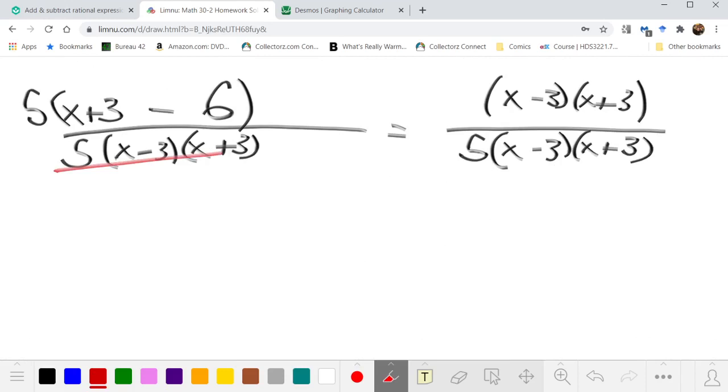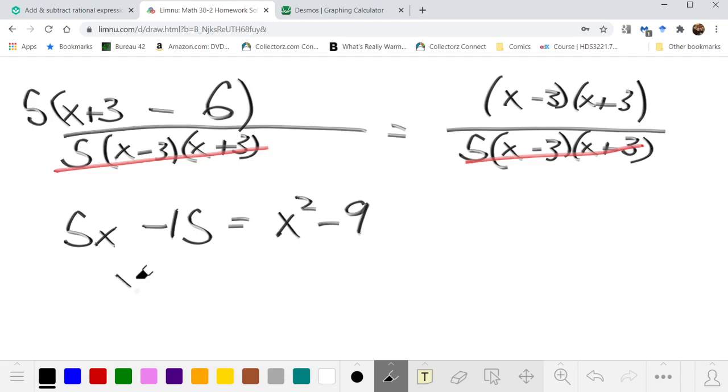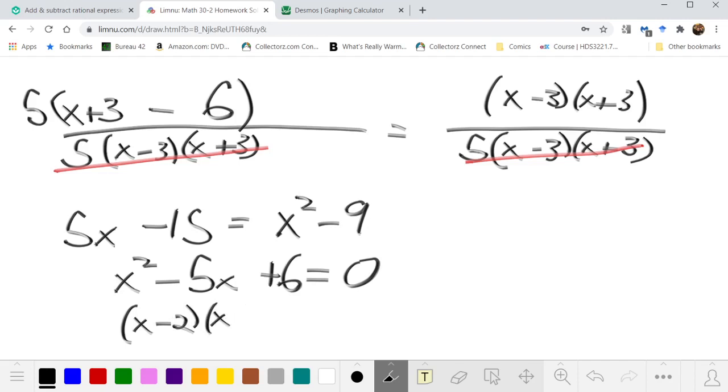And then when we cross multiply by our denominators, they cancel completely. So our left-hand side becomes 5x, and the 3 plus a negative 6 is a negative 3, which when multiplied by 5 is a negative 15. And our right-hand side is x squared minus 9. So this becomes x squared minus 5x plus 6 equals 0. So we need two factors which multiply out to 6 but add up to negative 5. We have x minus 2, x minus 3 equals 0.